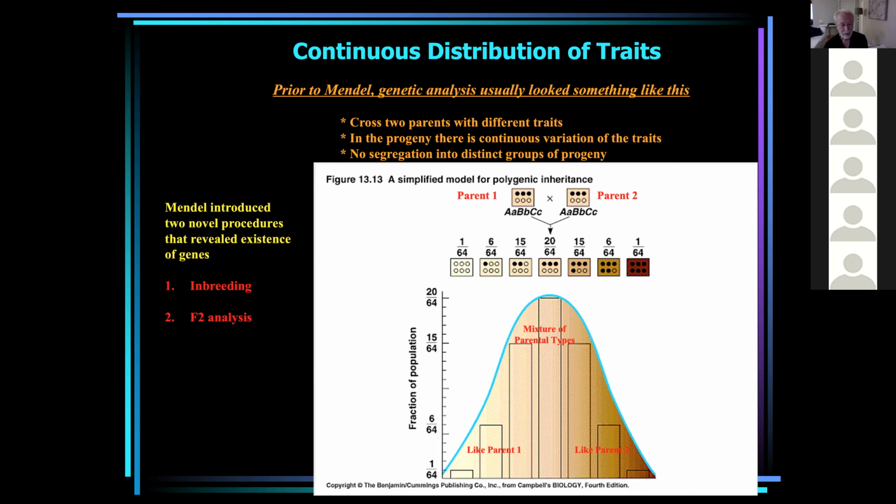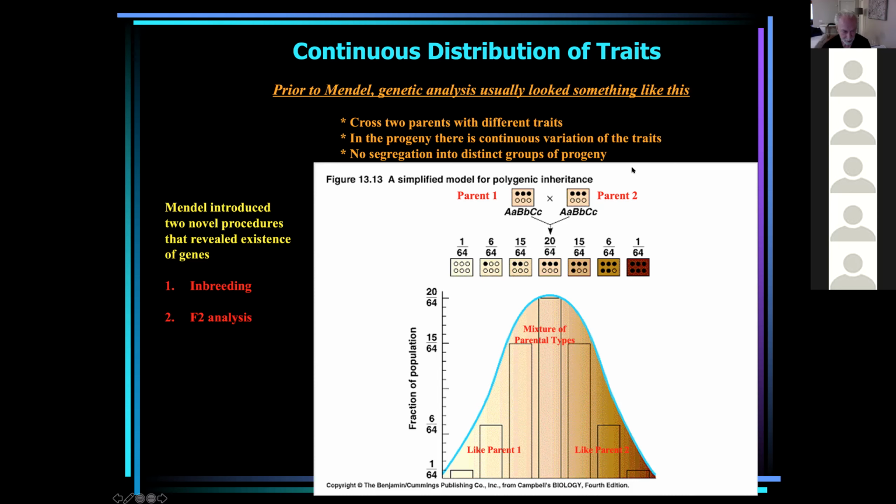So Mendel solved that by doing inbreeding before he did any crosses. That's a critical insight that he had that no one prior to him had had. The second thing he did was, after doing his inbreds and making a cross and observing what he saw in the progeny, he took those progeny and crossed them to each other to get what's called the F2 generation. And that's what led him to understand the segregation of genes.